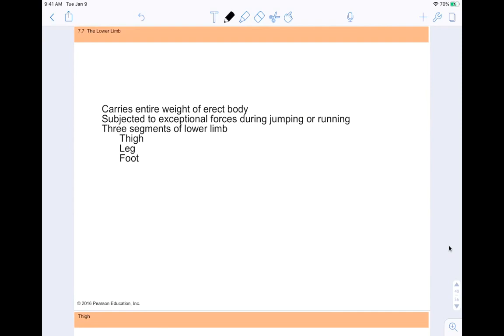Okay, next we're going to talk about lower limbs and then we're out of here, okay? So the lower limbs are going to carry the weight of the standing, erect body. So it's subjected to exceptional forces during jumping, running. There's a lot of stress, pressure, tension that's put on your lower limbs. And your lower limbs are made of 3 different segments: your thigh, your leg, and your foot.